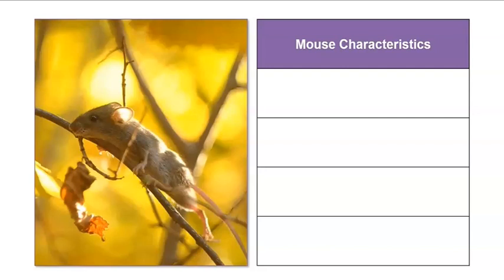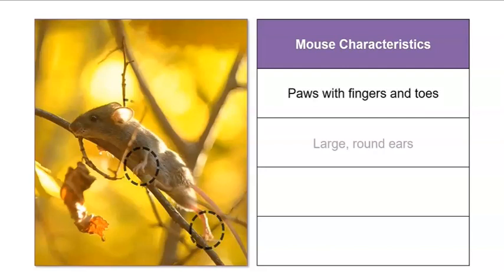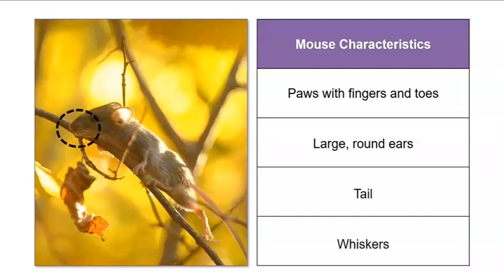I noticed the mouse's paws with fingers and toes. I also noticed its large round ears. Maybe you noticed the mouse has a tail and whiskers. We know all these characteristics help the mouse survive, but I wonder which characteristics the mouse needs most to live in its forest environment. What do you think?